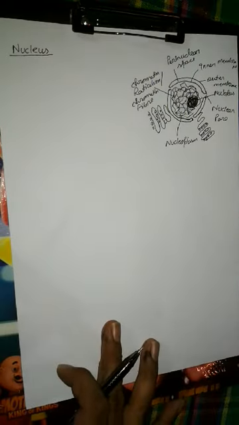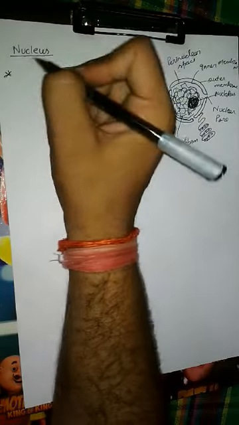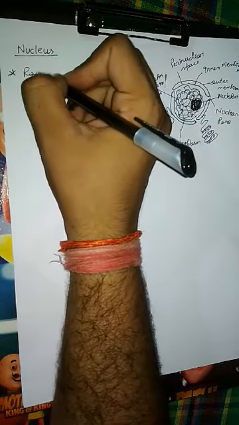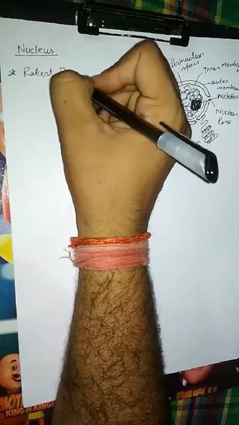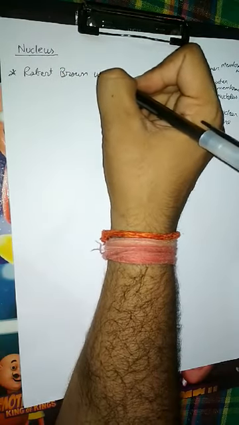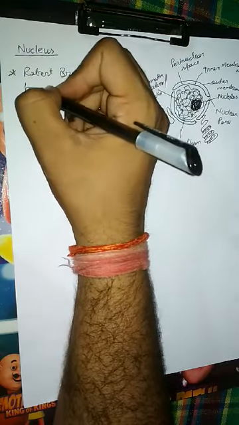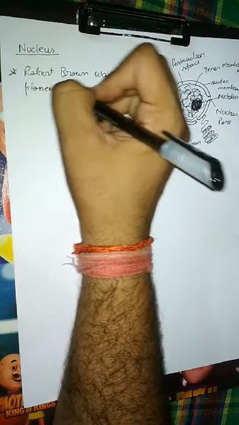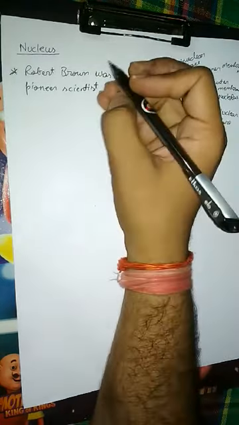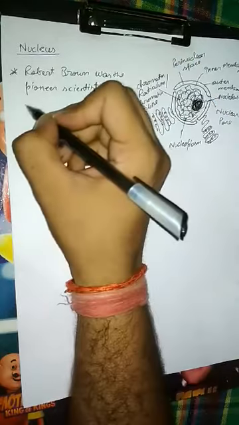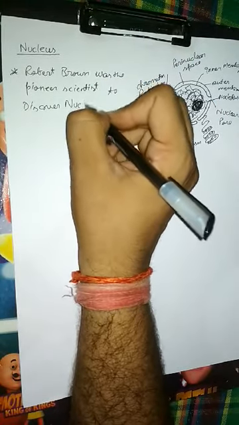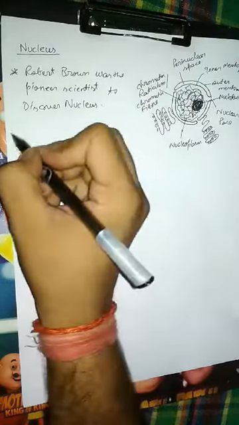Okay, so now the theoretical part is done. Robert Brown was the pioneer scientist, pioneer scientist means the first scientist to discover the nucleus.